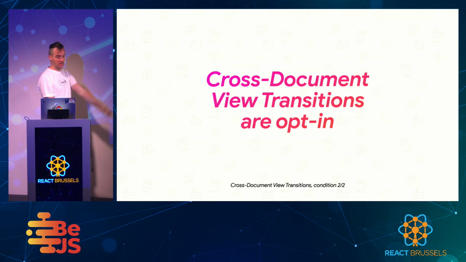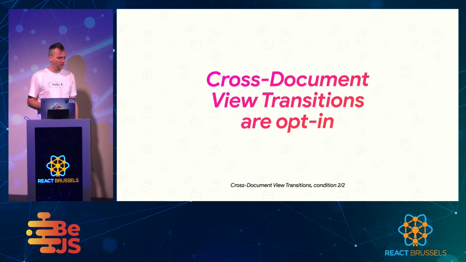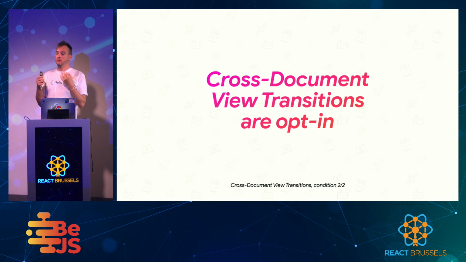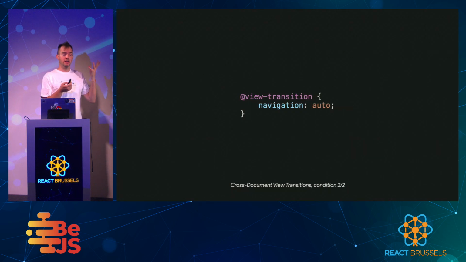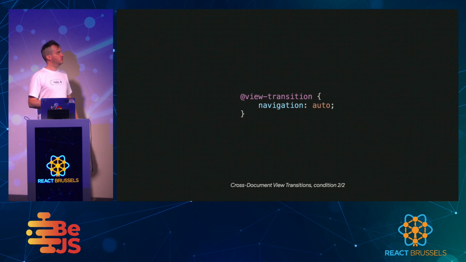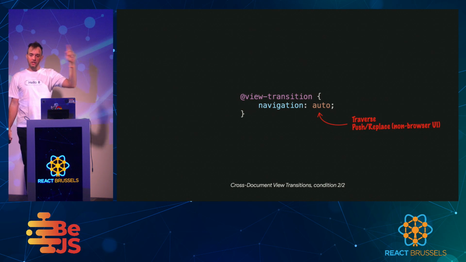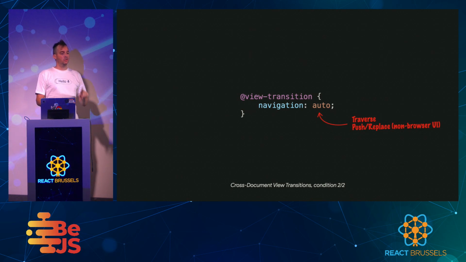Second condition is that cross-document view transitions are opt-in. Like we won't by default fade in, fade out the page for you. And the opt-in is very simple. You use this little declaration, and then your page has opted into cross-document view transitions. It says navigation auto, and auto means when you are traversing through the history. So like if you're going back and forward in your browser history, and also when the navigation history gets pushed or replaced, but not invoked by browser UI.